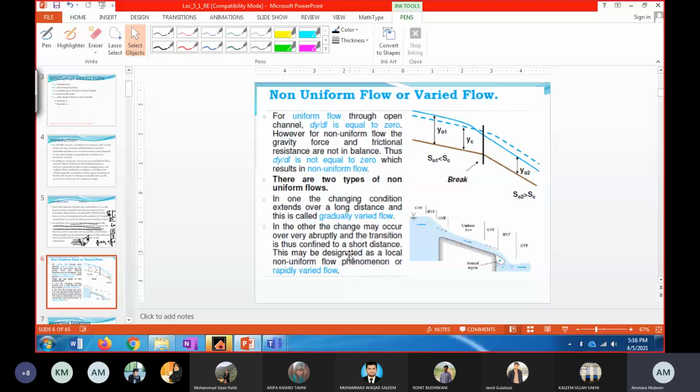and you can distinguish between the rapidly varied flow and gradually varied flow. But you have to remember the definition: when the changing condition extends over a long distance, it is called gradually varied flow. And in rapidly varied flow, the change may occur very abruptly, and the transition is in a confined short distance. So that is called rapidly varied flow.